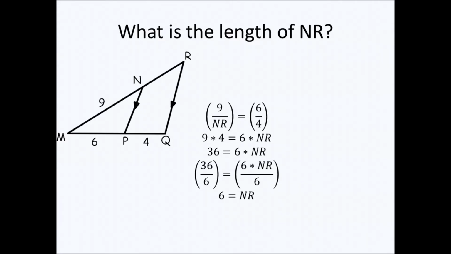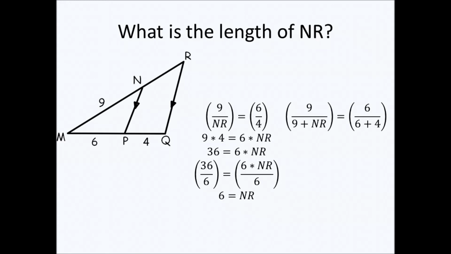The second approach to finding NR would be to correspond the parts of the smaller triangle to the parts of the bigger triangle. Therefore, the smaller triangle is represented by line segments MN, MP, and PN. So MN equals 9 and MP equals 6. The part of the bigger triangle that corresponds to the 9 of the smaller triangle is 9 plus NR. And the part of the bigger triangle that corresponds to the 6 of the smaller triangle would be 6 plus 4. So 9 divided by 9 plus NR equals 6 divided by 6 plus 4.